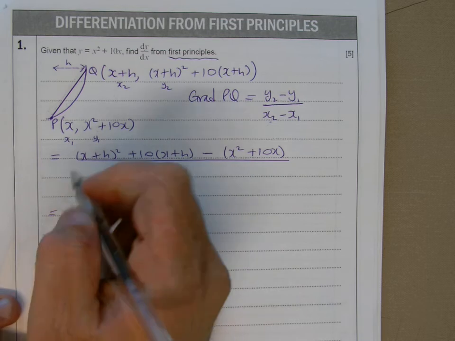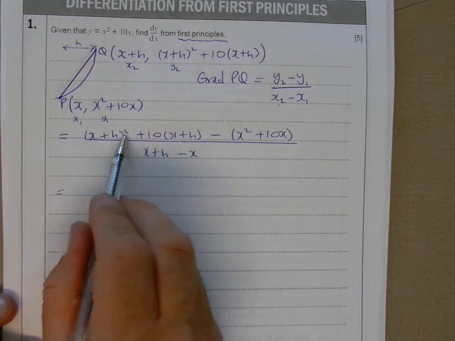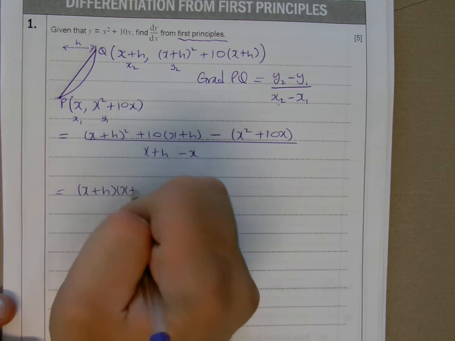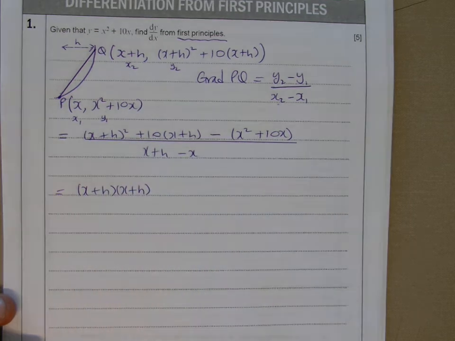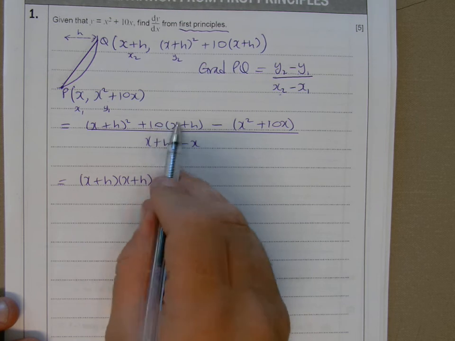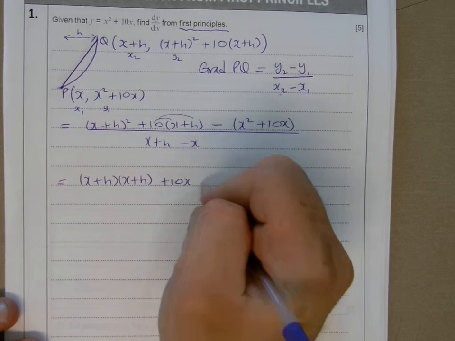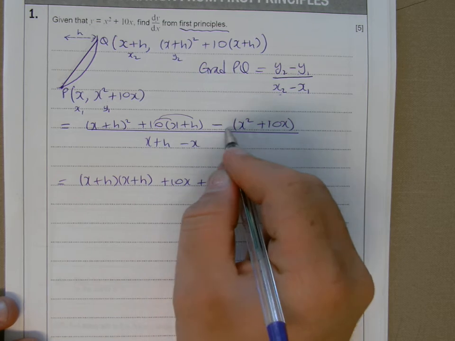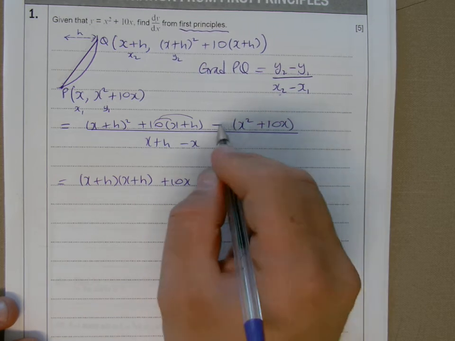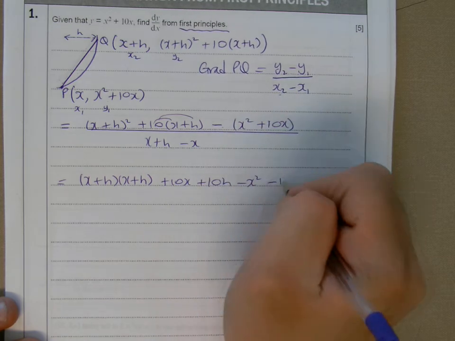So I can do a bit of simplifying now. In this case here, x plus h bracket all squared, I need to write that bracket out twice because it's bracket squared, isn't it? Times by itself. This bracket here I can expand, just times by 10. So 10 times x is 10x, and then 10 times h is 10h. Be careful here, because we've taken away the y1. We need to have that minus applied to each term. So minus the x squared, and then minus the 10x.